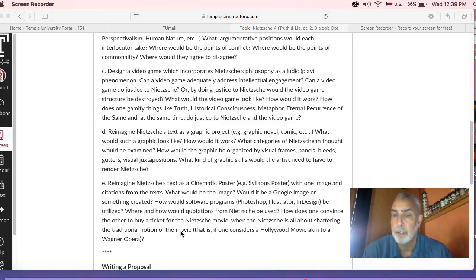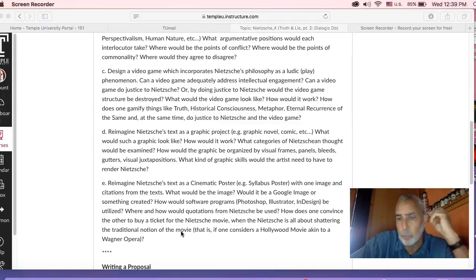So you have to think about what kind of images you're going to use and how the images are juxtaposed, because that's what's so great about graphic thinking, right? Instead of moving pictures, it's juxtaposed still pictures, which create an illusion of movement, right? And have gaps in between them, lacuna, bleeds, gutters, all that kind of fun stuff. So how would you put that together in a narrative way and also in an intellectual way, which would do justice to Nietzsche's thinking, okay, as well as your own interpretation of Nietzsche.